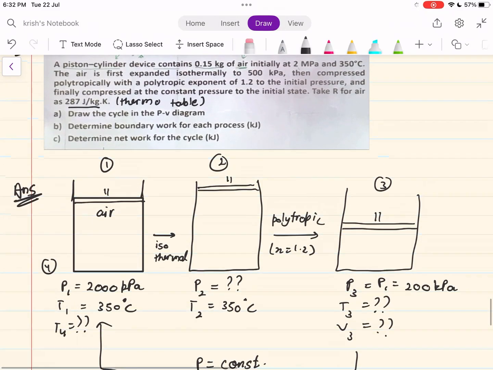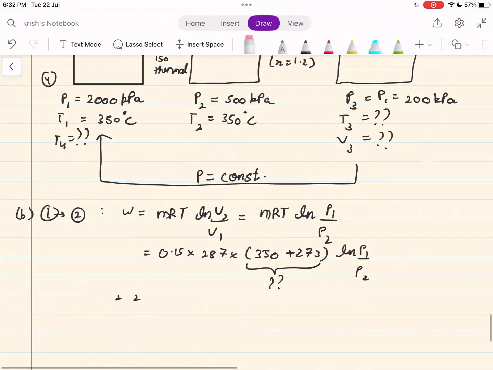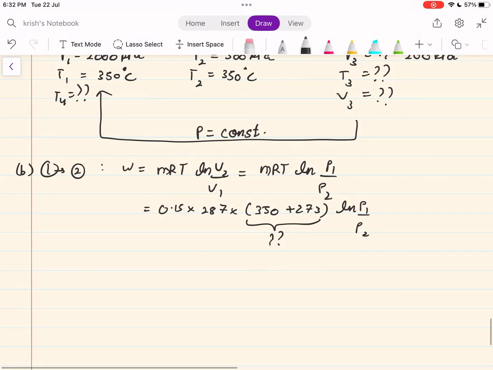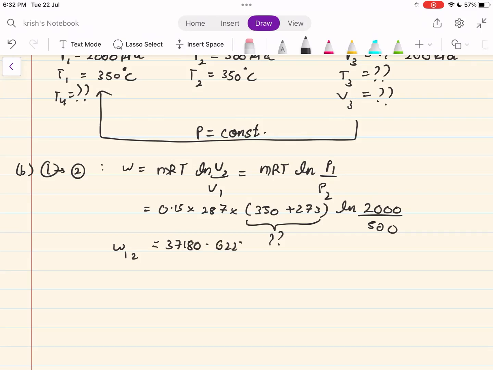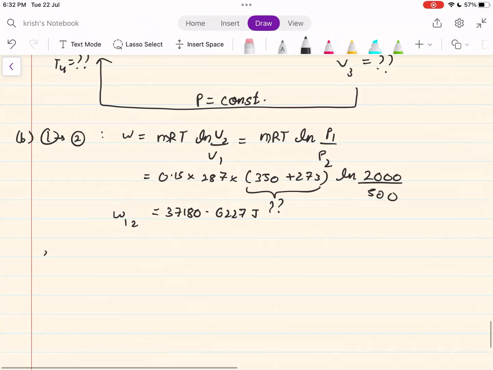Wait, are we given? Oh yeah, we are given P2. P2 is 500 kilopascals. Okay, so no need to do the whole ideal gas thing. Sorry, my bad. Right. And with this, 2000 by 500, and we get W from 1 to 2 to be 37180.6227 joule.